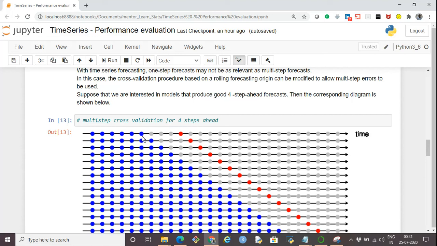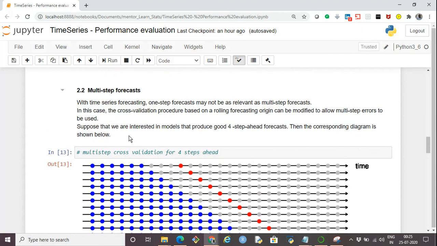For example, let's say we have a data set for January, February, March, April, May, June, and we are in June, and we want to forecast for October. These are future data points which we don't have right now, but we want to forecast for the fourth month ahead. So in such cases, this process is called a multi-step forecast. So what happens?